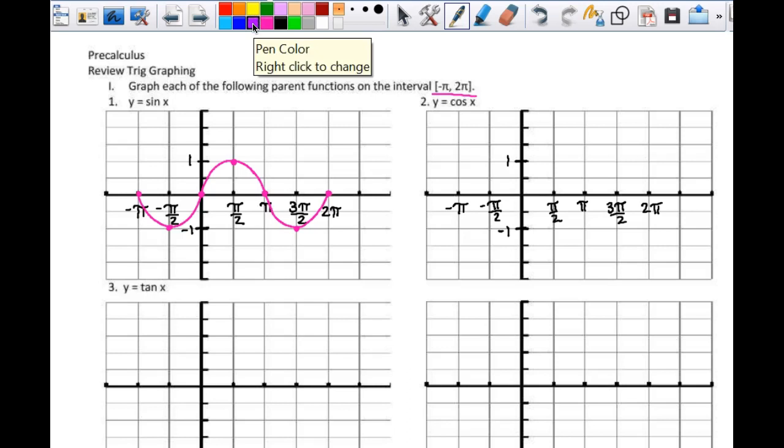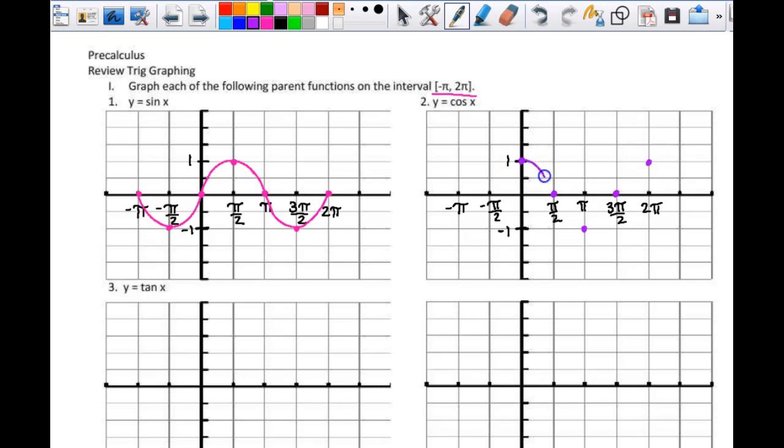All right, so when x is 0, at 0, the cosine of 0 is 1. The cosine of pi halves is 0. The cosine of pi is negative 1. Cosine of 3 pi halves is 0. Cosine of 2 pi is 1.